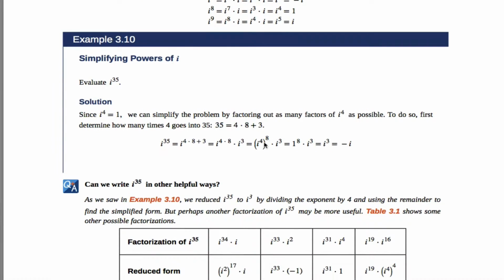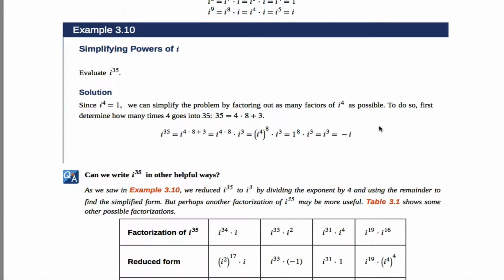All right, here's example 3.10, the last one from this section of pre-calculus OpenStax. We're asked to evaluate i to the 35th power. We're simplifying powers of i.